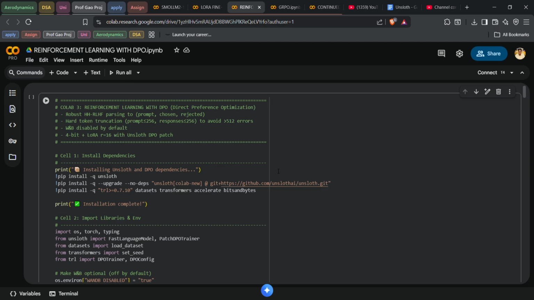Hi everyone. This video demonstrates direct preference optimization, or DPO. DPO is a reinforcement learning technique that trains a model using preference pairs, for example, a good response versus a bad response. Unlike traditional RLHF, DPO doesn't need a separate reward model, making it simpler and more stable.